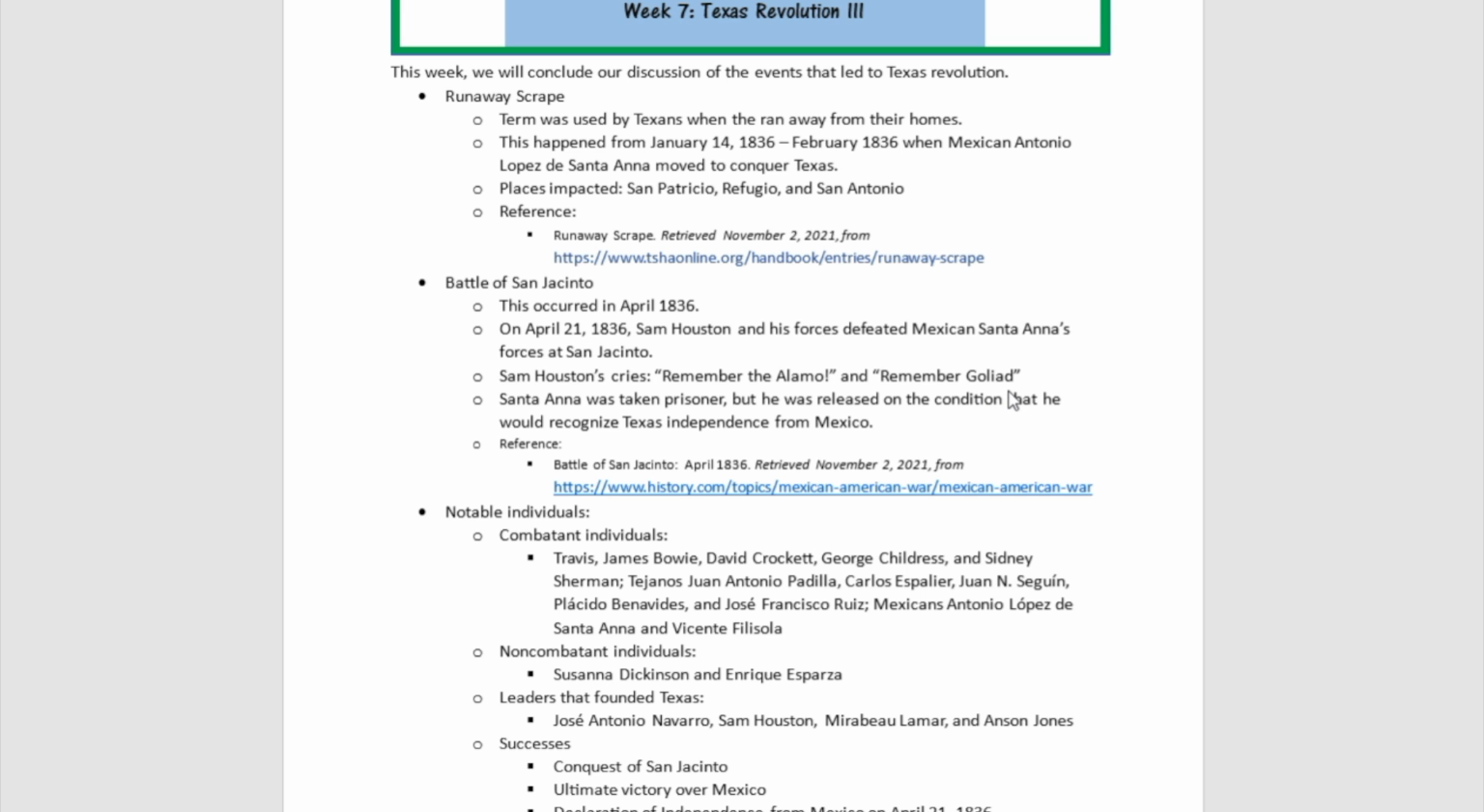So what happened at the Alamo, that's the Santa Anna army came over and defeated the Texan forces at the Alamo, which spurred the Battle of San Jacinto, in which 6 weeks later Sam Houston came over and fought the Mexican forces, and Santa Anna was taken as a prisoner, but he was released on condition that he would recognize Texas independence from Mexico. And he was released, and Texas became an independent nation.